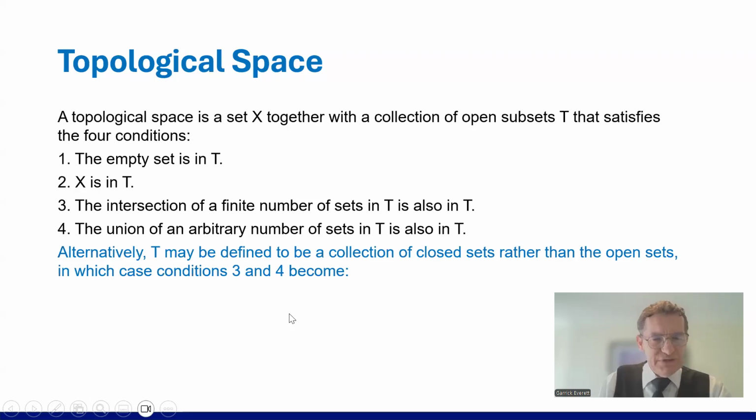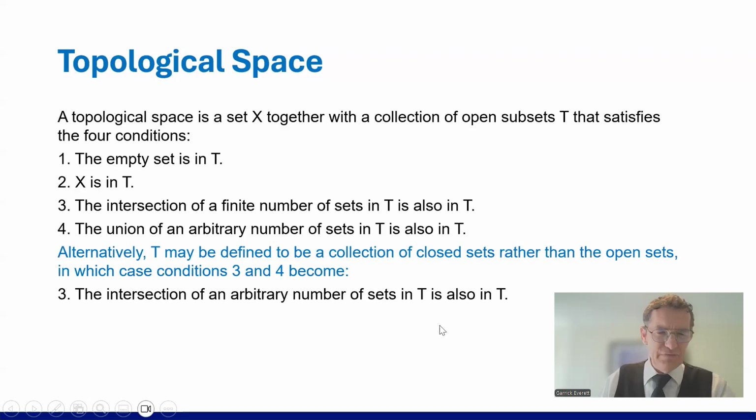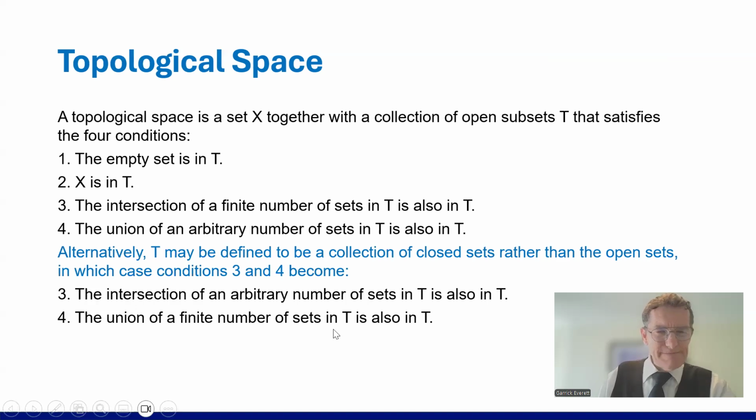Now, alternatively, T may be defined to be a collection of closed sets rather than open sets, in which case the conditions 3 and 4 change. So these two conditions effectively reverse. The intersection of an arbitrary number of sets in T is also in T, and the union of a finite number of sets in T is also in T. So here you're switching finite and arbitrary. A very slight difference, but that's the difference between open and closed sets in a topological space.